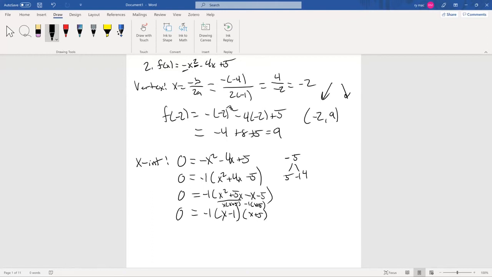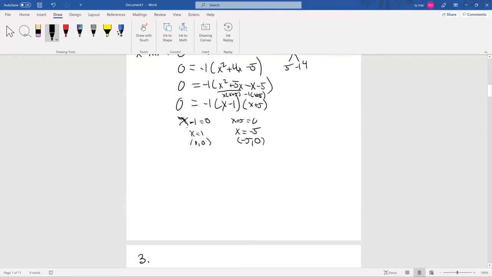And now we just set both of them equal to 0. So x minus 1 equals 0. So that means x is equal to 1. x plus 5 equals 0. That means x is equal to -5. So then, again, you could say that your points are 1, 0 and -5, 0.